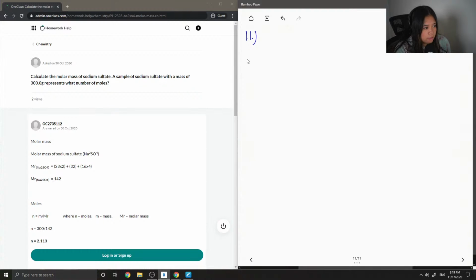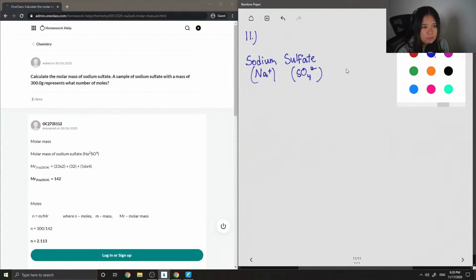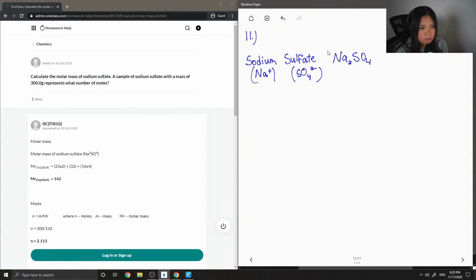So first, let's figure out the chemical formula for sodium sulfate. So sodium is Na+, and sulfate is a polyatomic ion that is SO4 2-. So therefore, we need 2 atoms of sodium to neutralize 1 sulfate, and we get Na2SO4.